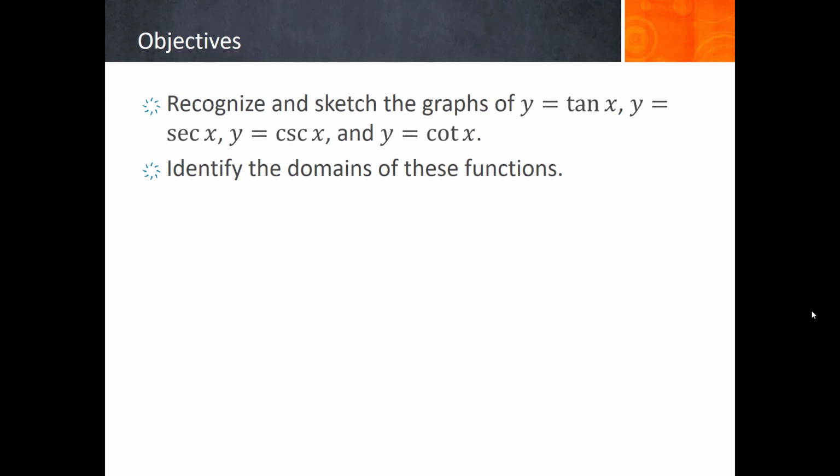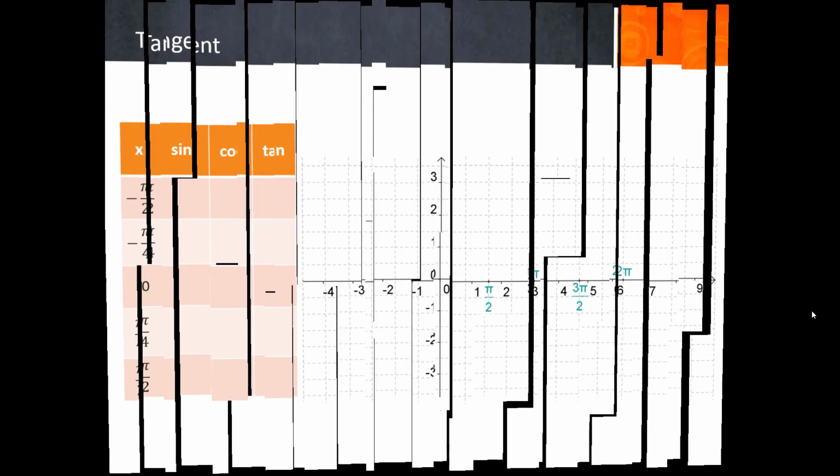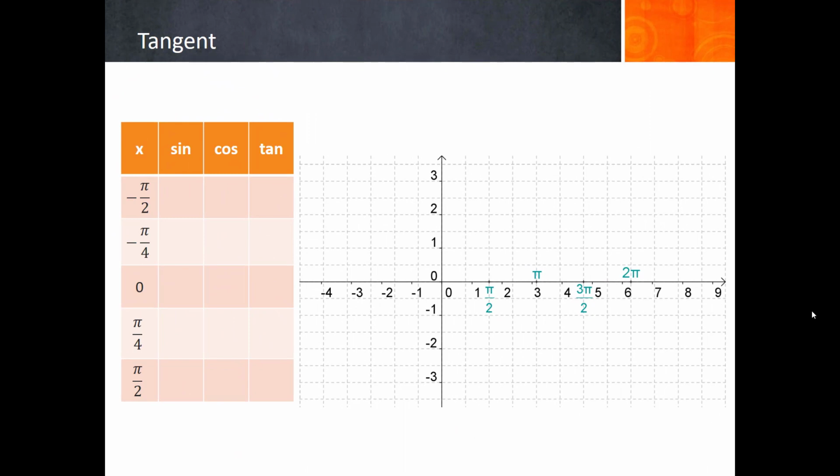So our main goal, again, is to be able to recognize what those graphs look like, to be able to sketch them maybe if we need to, and then to be able to identify their domains and ranges for each of these four functions. And again, the overall process is we're going to look at how we can extend what these functions represent in terms of the unit circle, and what they would look like then as an algebraic function.